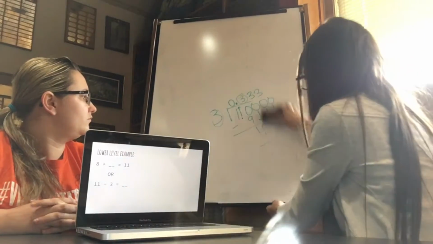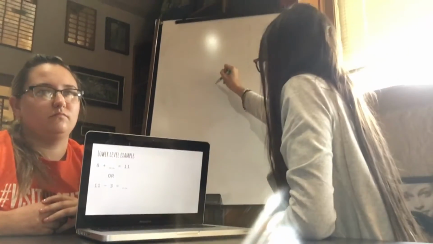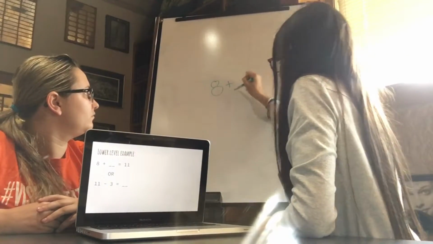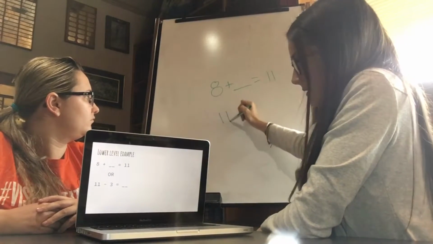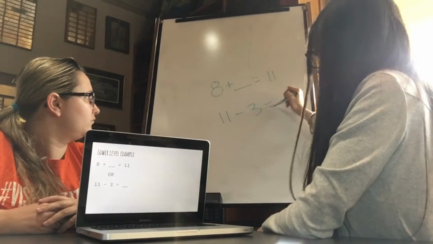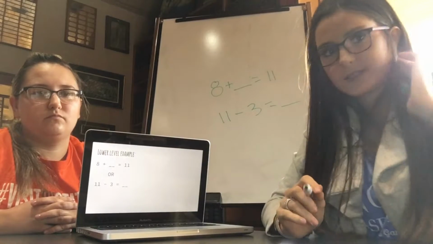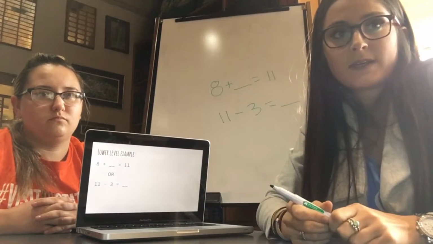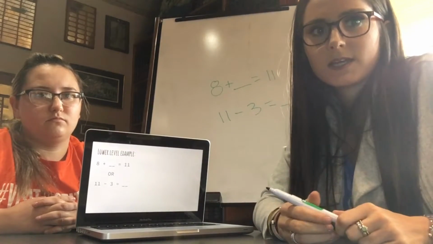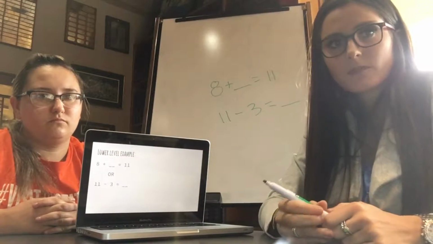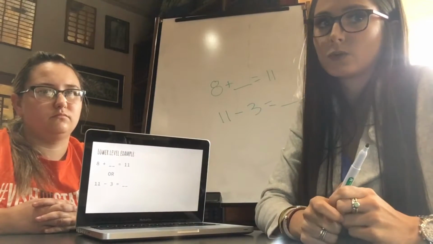Our next problem is 8 plus blank equals 11, and 11 minus 3 equals blank. So here we can say students at this time should be able to say 11 minus 8 equals what for the first example. And this comes in 2nd grade in the Common Core Standards. 11 minus 8 equals what? Or 8 plus blank equals 11.